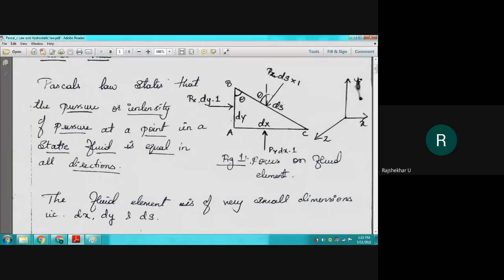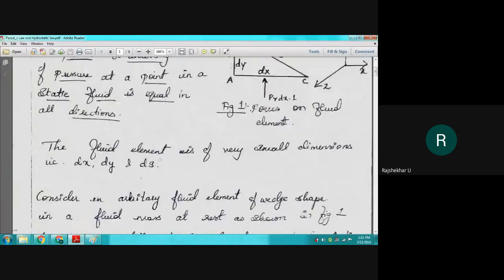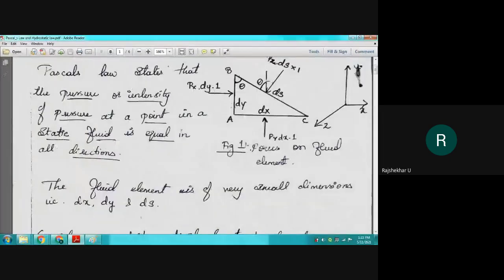Okay. So here we have shown that x, y, z are the 3 mutually perpendicular directions. This is the figure of forces acting on the fluid elements. Here the force is written in terms of pressure into area in all the directions: pressure in x direction into area, pressure in y direction into area, pressure in z direction into area. Now the rest will be explanation of the same figure. The fluid element is of very small dimensions, dx, dy, ds. This is the dimension of that fluid element.